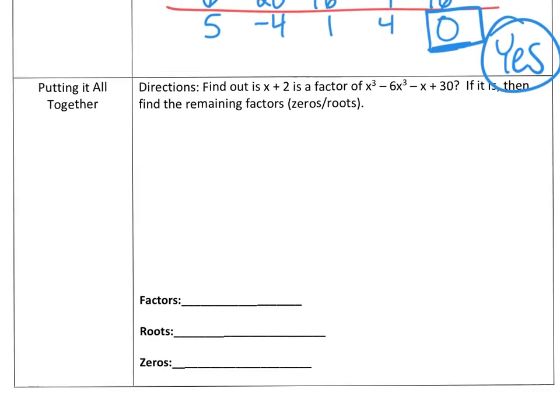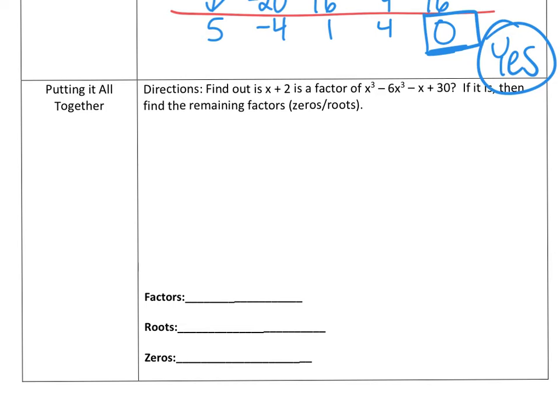Okay, so next up, it's asking me, is x plus 2 a factor of this polynomial? And it says if it is, then find the remaining factors, zeros, and roots. So the first part of the question is just to find out, is x plus 2 a factor of that polynomial? I want you to pause here, but real quick, I do want to fix this. That should be negative 6x squared. That was a typo as well.